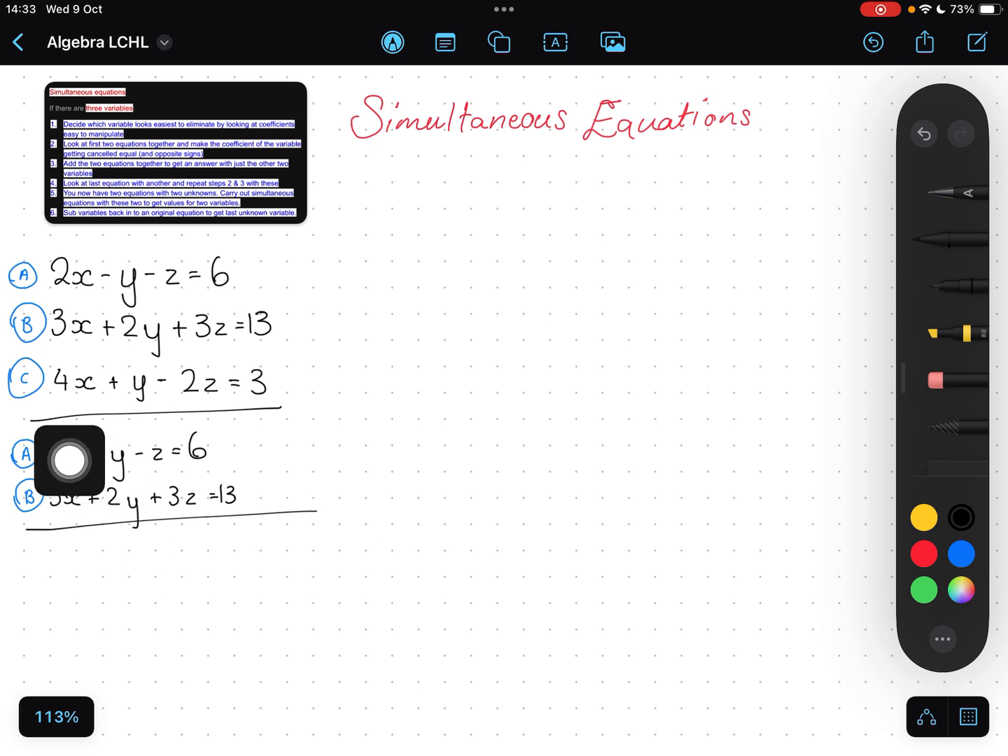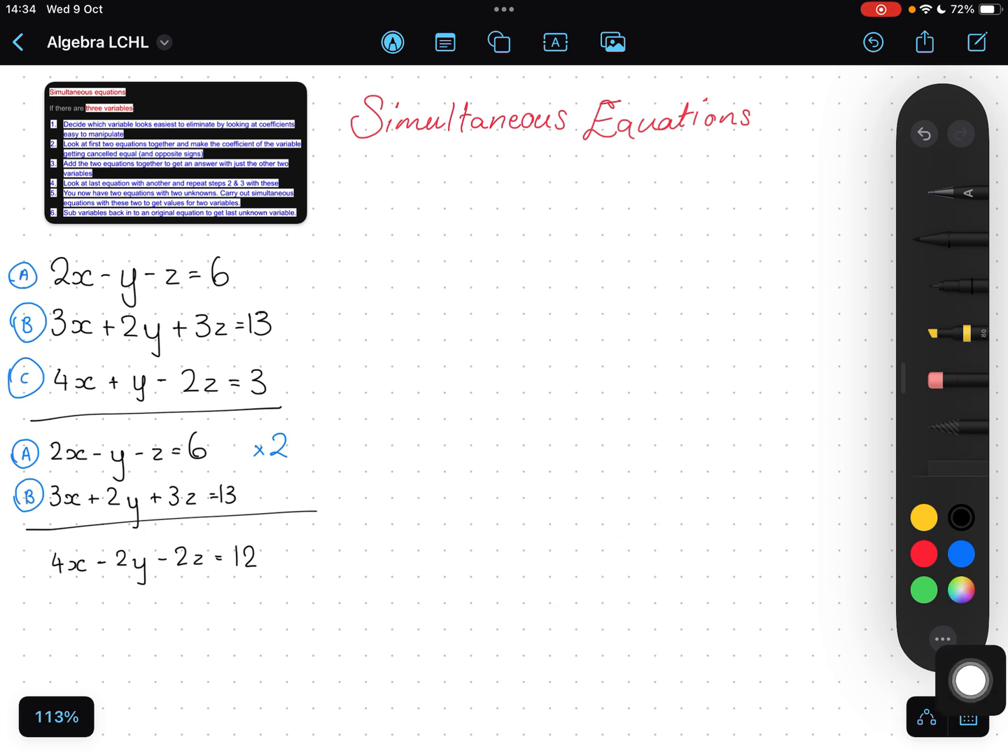Okay, so this has a 1 in front of it, this has a 2 in front of it. So I'm going to multiply that first line, my A line, by 2. So every single thing in that is multiplying by 2, so that I get 4x minus 2y minus 2z is equal to 12. Okay, nothing has changed about the second line, but I'm writing it down again.